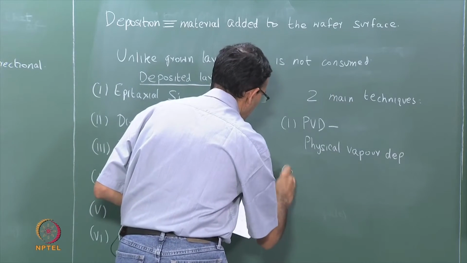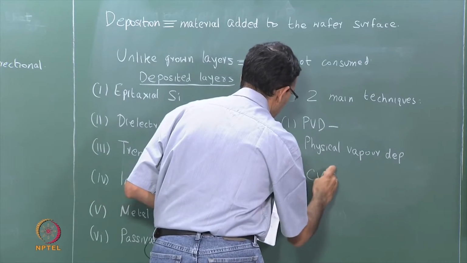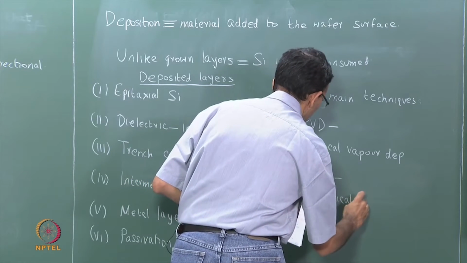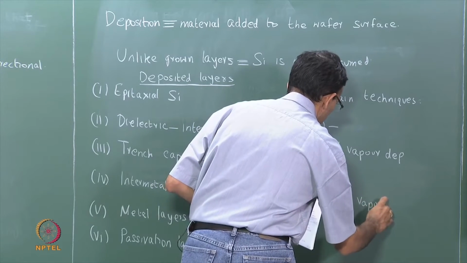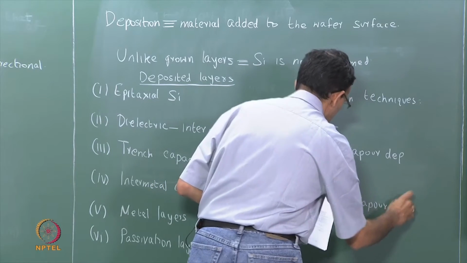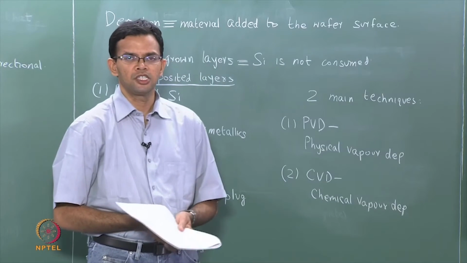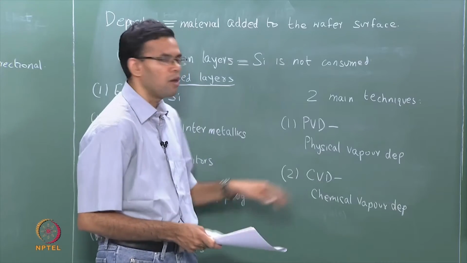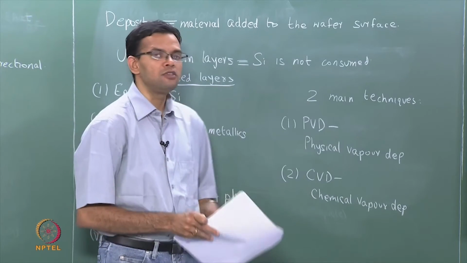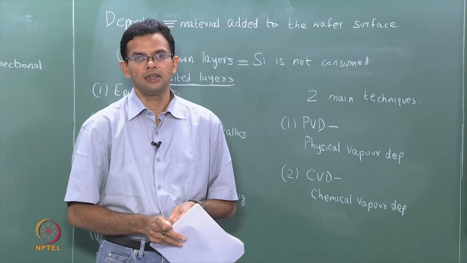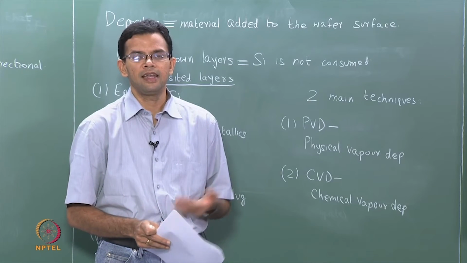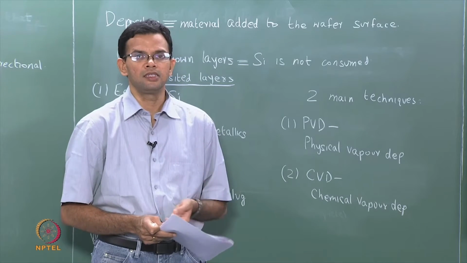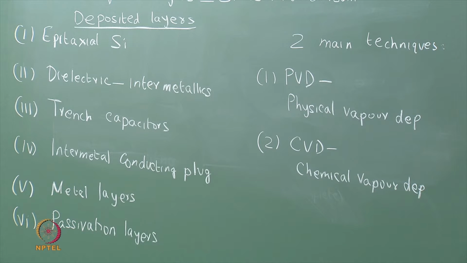And the other one is the chemical vapor deposition, so CVD. Physical vapor deposition is usually used in order to grow metallic layers. We will see more about it next class. So CVD is usually used for growing layers like silicon or epitaxial silicon, dielectrics like silicon dioxide or silicon nitride, some sort of silicides, gallium arsenide and so on.